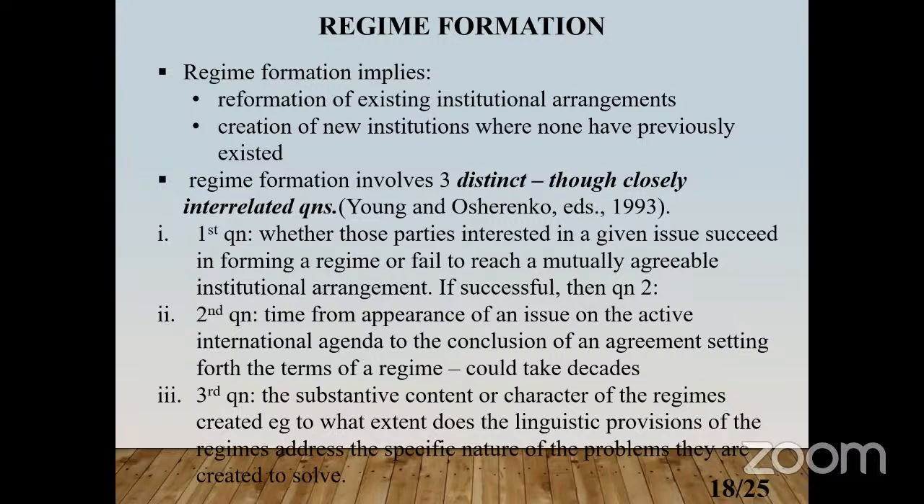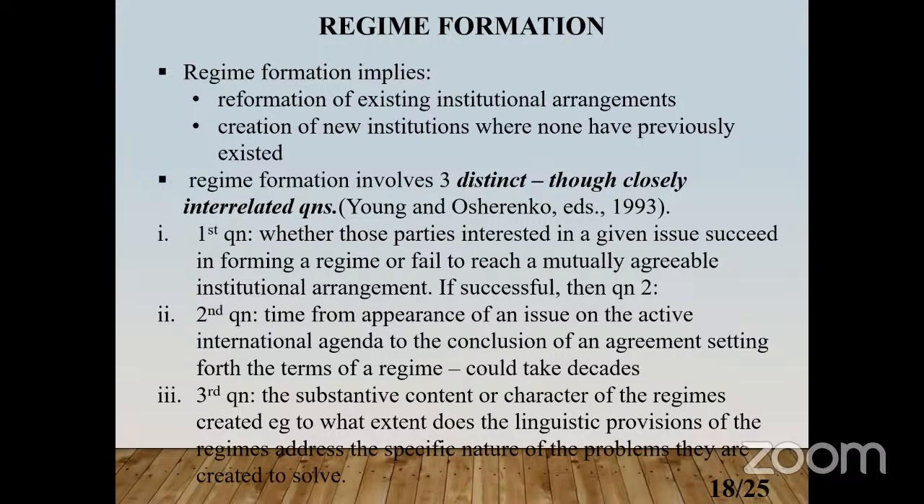So in this first question, bodies are coming together, parties are coming together. For example, the East African countries are coming together. You've seen in time and space other countries that did not belong to this community coming in and expressing interest to join. So the first question in regime formation is whether these parties coming together based on a given issue will succeed in forming a regime, or whether they will fail to reach a mutual agreement in that arrangement of forming a regime.